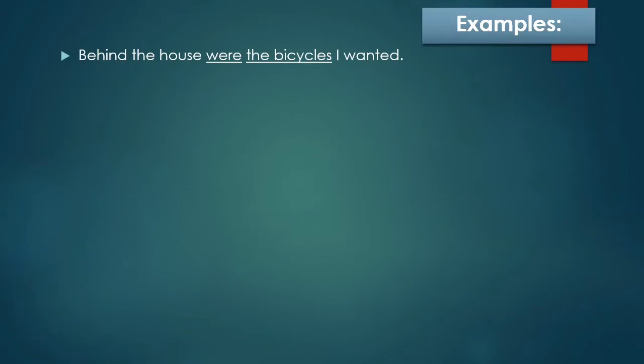For example, behind the house were the bicycles I wanted. Dalam kalimat ini, place expression behind the house terletak di awal kalimat. Jadi, verbnya dibalik dengan subject, were the bicycles. Karena subject adalah plural, the bicycles, maka verbnya juga harus plural, menggunakan were. Behind the house were the bicycles I wanted.